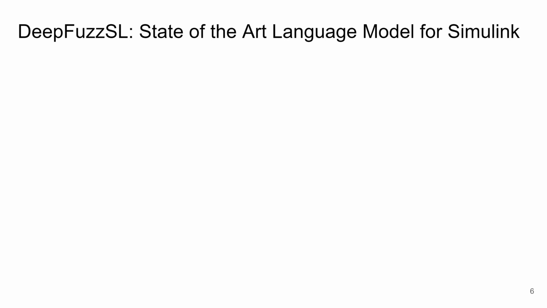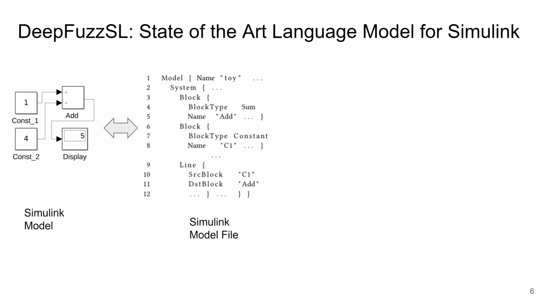DFuzz-SL is the first work that attempts to learn a language model for Simulink. DFuzz-SL basically leverages textual representation of the Simulink model files, the one you see on this slide. Quick note here, even though the Simulink model files look like human written code, these files are internally created by Simulink, and the end user only uses graphical user interface or APIs to create the model.